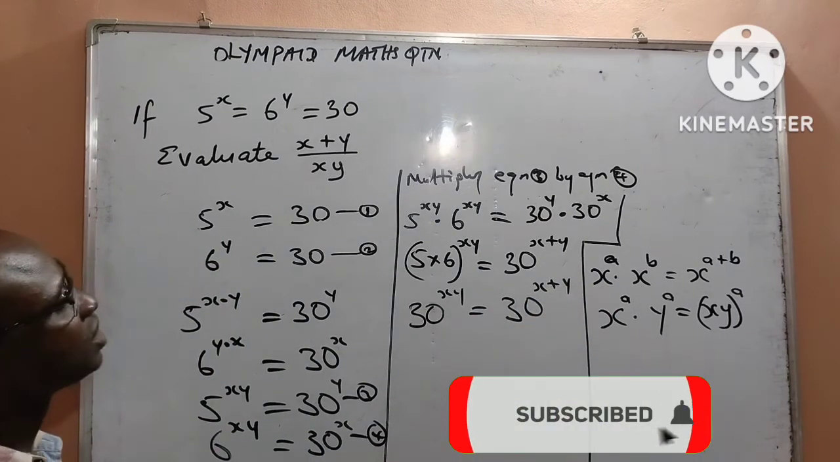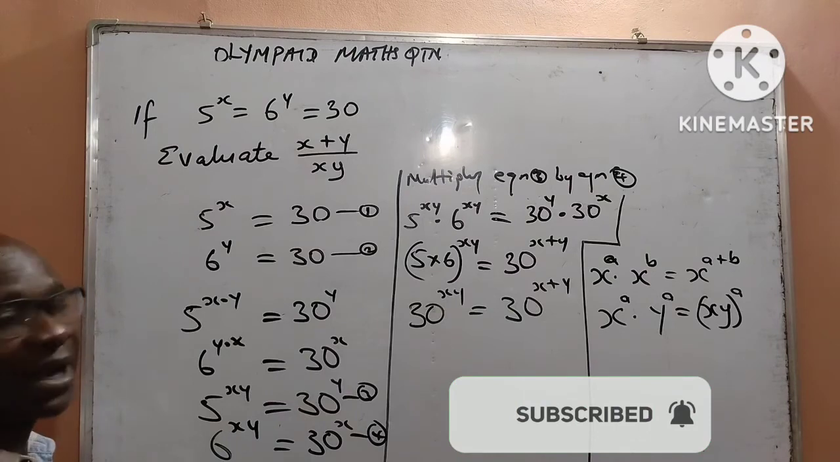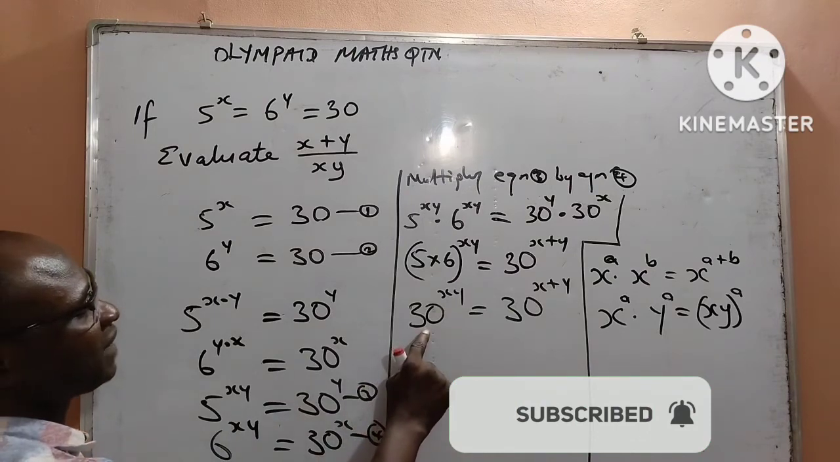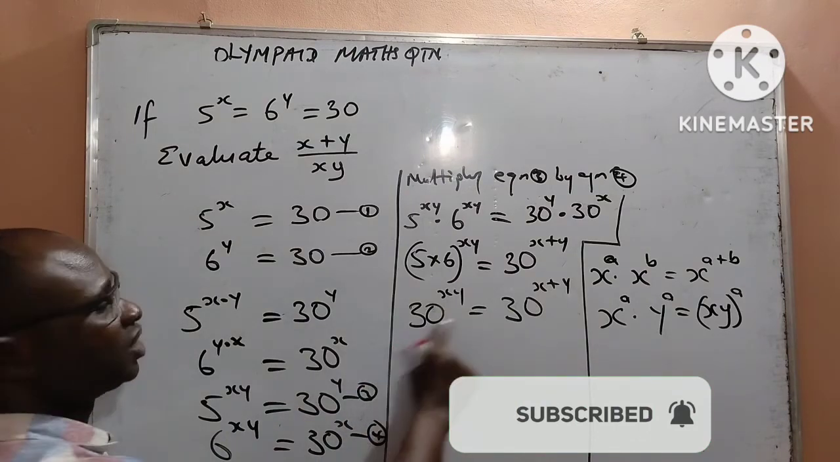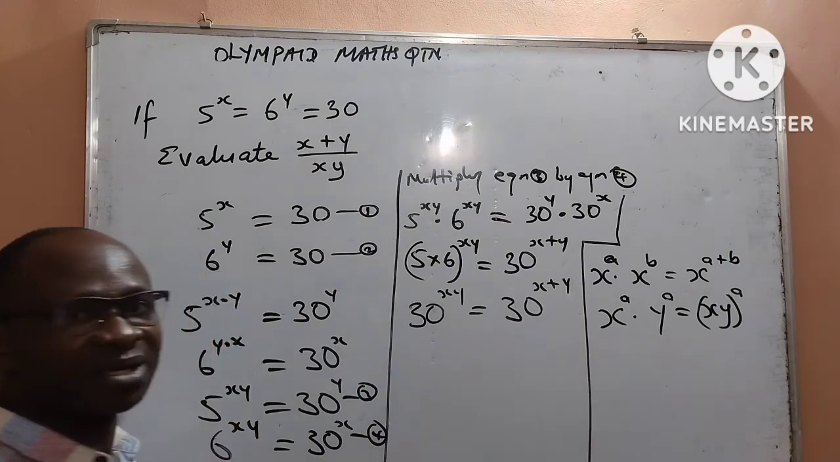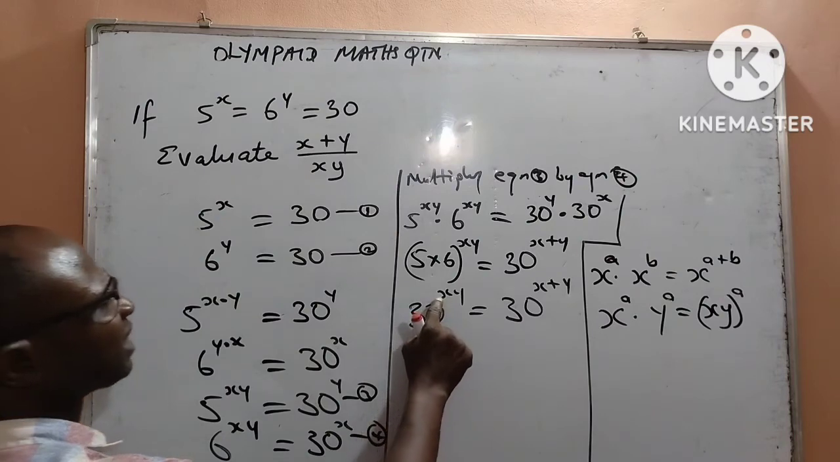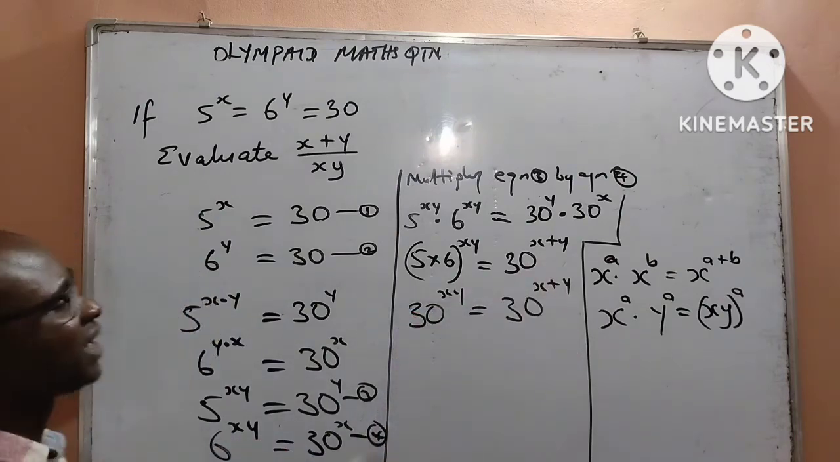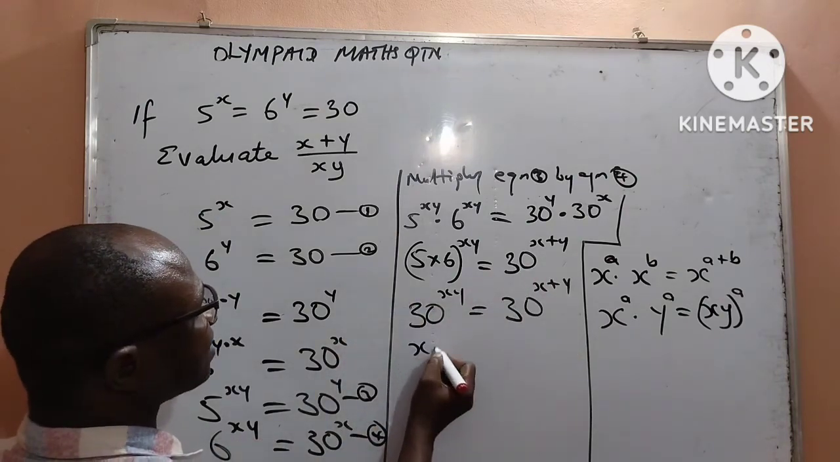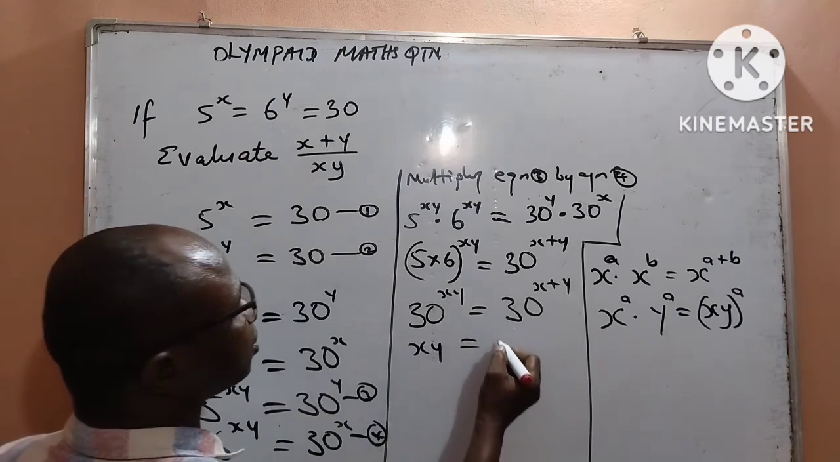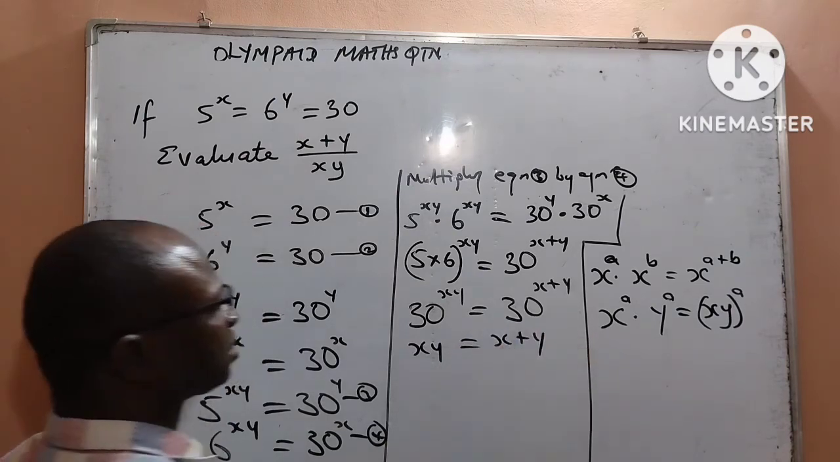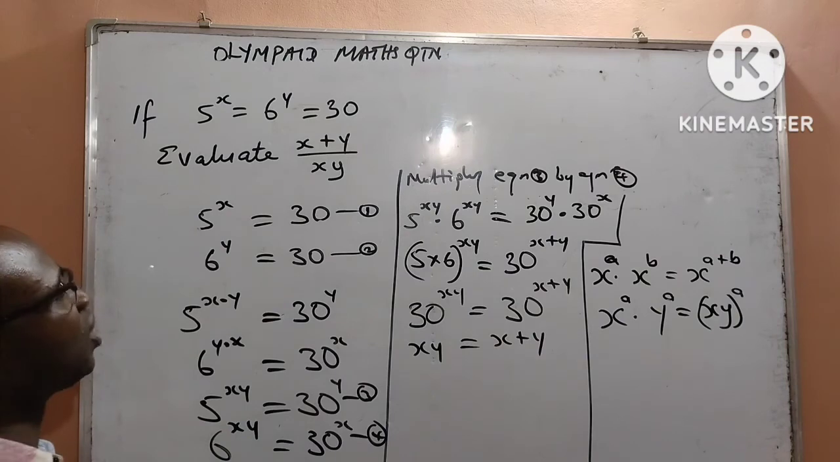Good. So, what then will I do? You can see from the left hand side that the base is equal to the base at the right hand side. And because the bases are the same, automatically the powers become equal. So I can now write that xy is equal to x plus y. I think this math is almost solved.